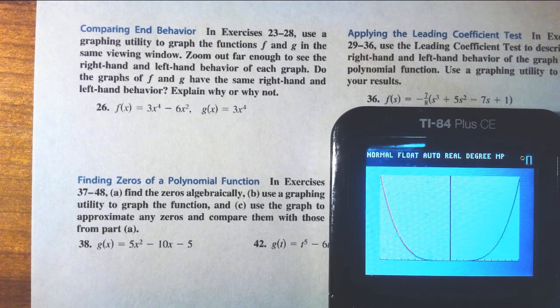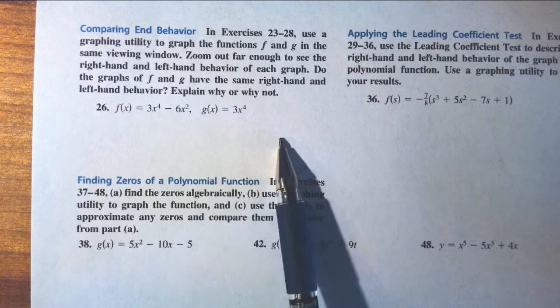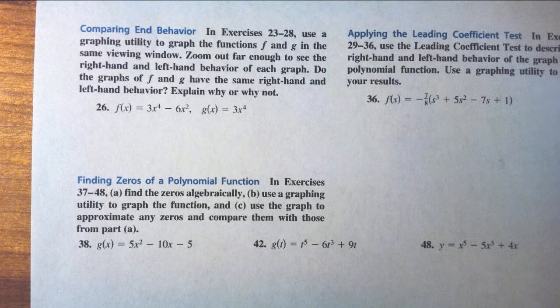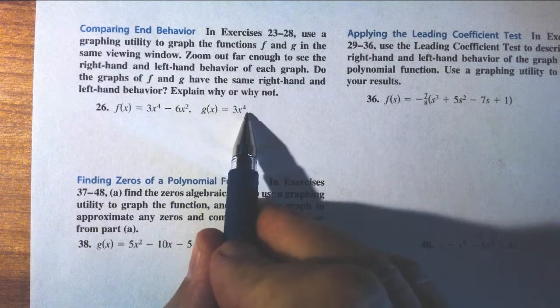And our second function, not only do they have the same end model behavior, rise to the right, rise to the left, if we zoom out far enough, they basically look like the same function. Okay, so yes, they have the same, I'm not going to write it down, but they do have the same end model behavior, and that is because they are both positive and even.